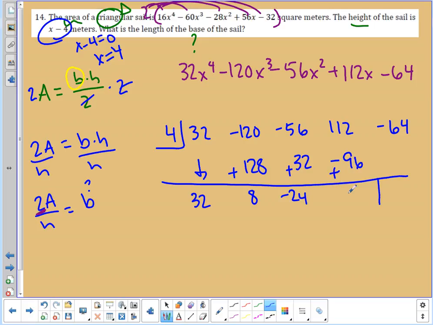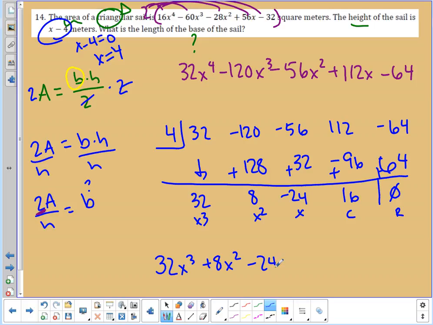Add them up, and that's 16. And 4 times 16 is positive 64. Add them up and check that out. No remainder. So I have my remainder here, which is nothing, constant, x squared, and x to the 3rd. That's 32x to the 3rd plus 8x squared minus 24x plus 16. And my length here is meters.